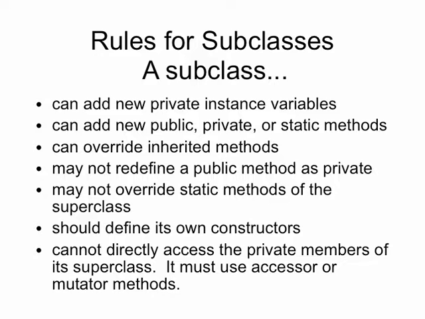It should define its own constructors. So the subclass should have its own constructors and not rely just on those in the superclass. And it cannot directly access private members of the superclass. It must use accessor or mutator methods. We call accessor and mutator methods, by the way, I think I mentioned this a few months ago when we were in the other class, but just to reiterate, we call these accessor and mutator methods the public interface of the class. That's one of the three unique definitions of the word interface. But your public methods in a class, specifically your accessors and your mutators, are called the public interface of the class. It's important to note.